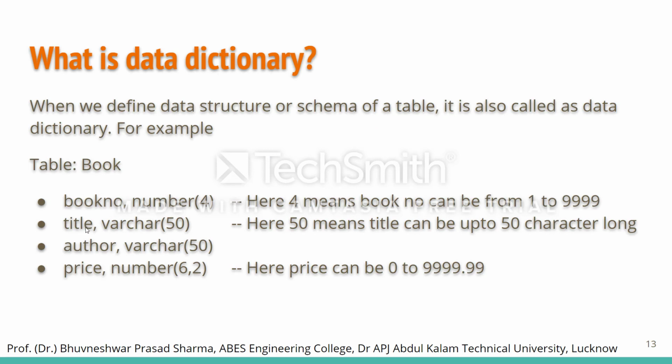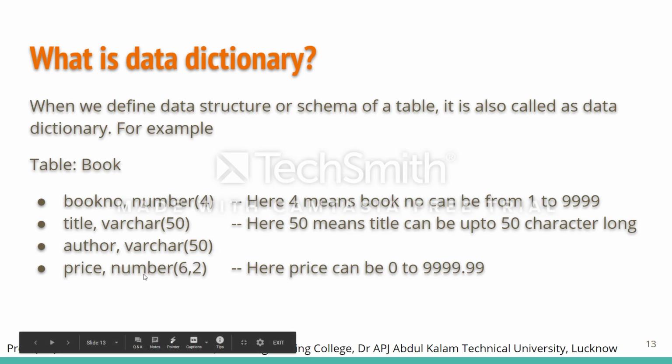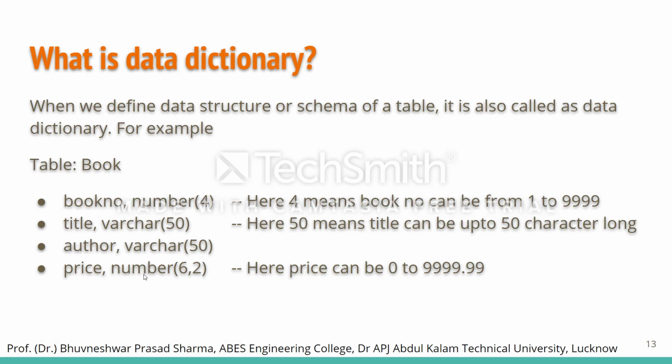So here is the title. Title is of a big size, so we have to take varchar instead of char. We thought of the maximum size we want to allow as 50 characters, so we have given 50. You can change it as per your choice. Suppose we want the author name to again be a varchar of 50, and the price of the book as a number. But the price can have decimal points also.